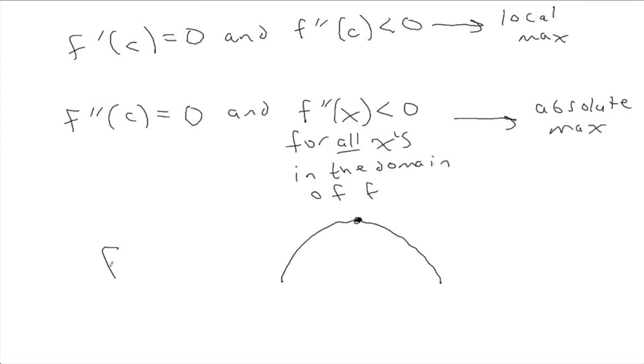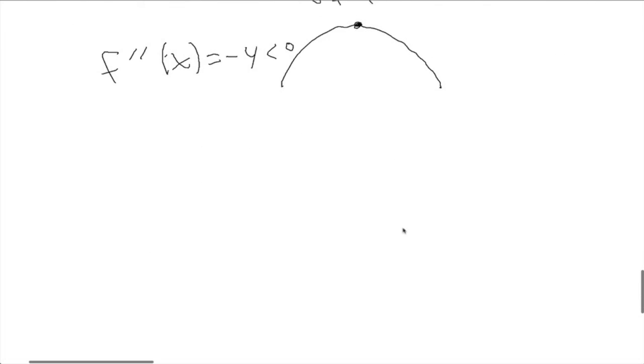But I think on this problem, f double prime was like -4. And it was -4 everywhere. So that was how we knew we had an absolute max, because it didn't depend on x. It would be negative everywhere. Okay, very good. Okay, so let's move on. You understood how to do that, so let me give you a different type of problem. One moment.